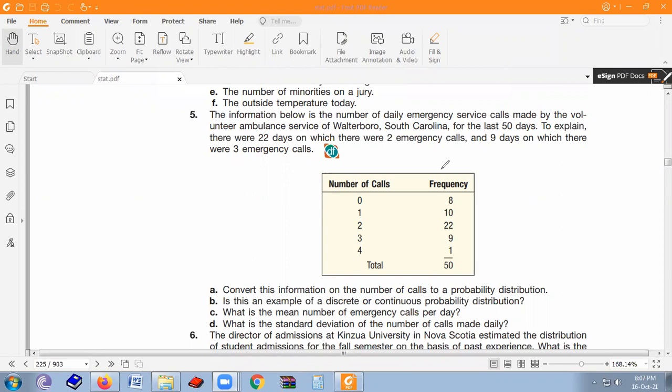So first, we have to convert this frequency distribution into a probability distribution. It is very easy. We have to extend another column, so you can do it in your notebook. We need to make a column, and the name of the column will be probability.